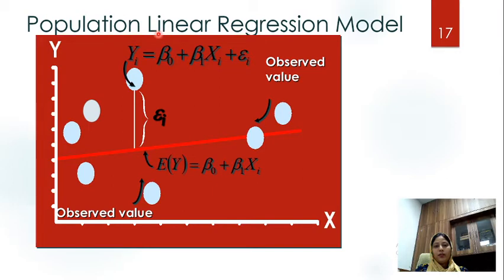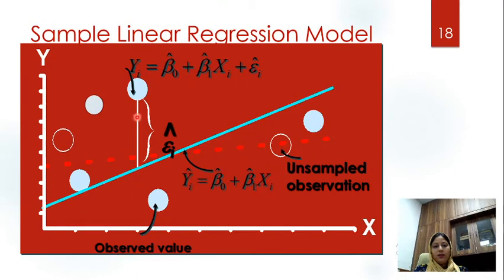So here we have a population linear regression model. This is the observed value. For a particular i, yi is beta naught plus beta 1 xi plus epsilon i. This is the fitted line of regression. Expected y is beta naught plus beta 1 xi, and these are observed values. Sample linear regression model: some of the observations are unsampled. They are not included in our sample, and this denotes the deviation epsilon i between the fitted line and the yi value.